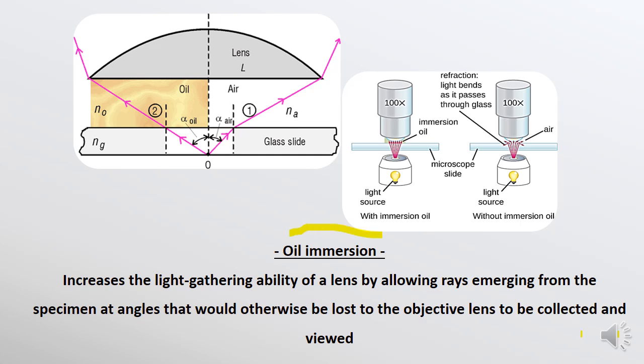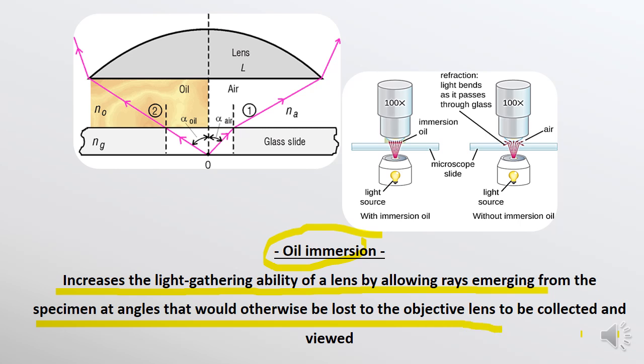So one might be asking why I need to use oil immersion. Oil immersion increases the light gathering ability of a lens by allowing rays emerging from the specimen at angles that would otherwise be lost to the objective lens to be collected and viewed. So let's look at this image. This side is the one with oil and this one without oil.